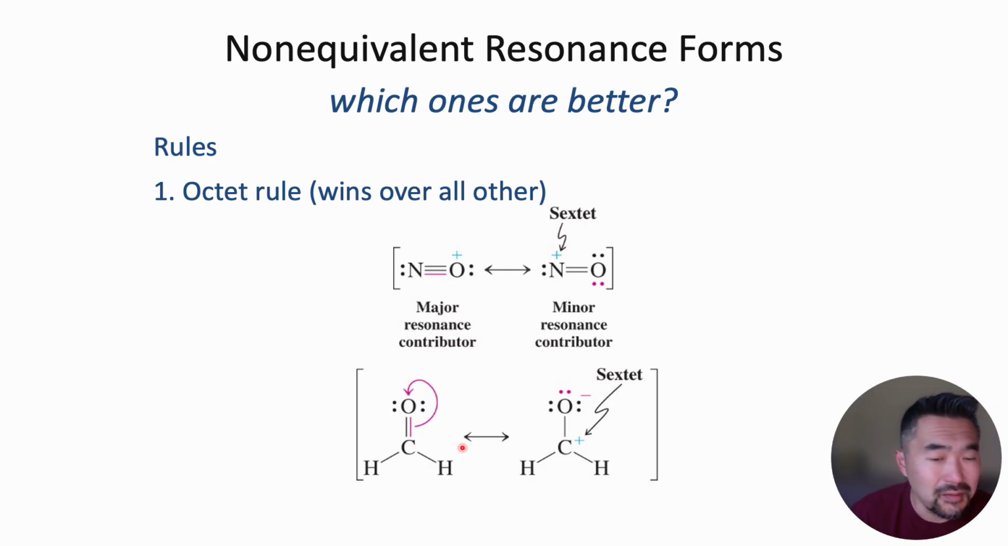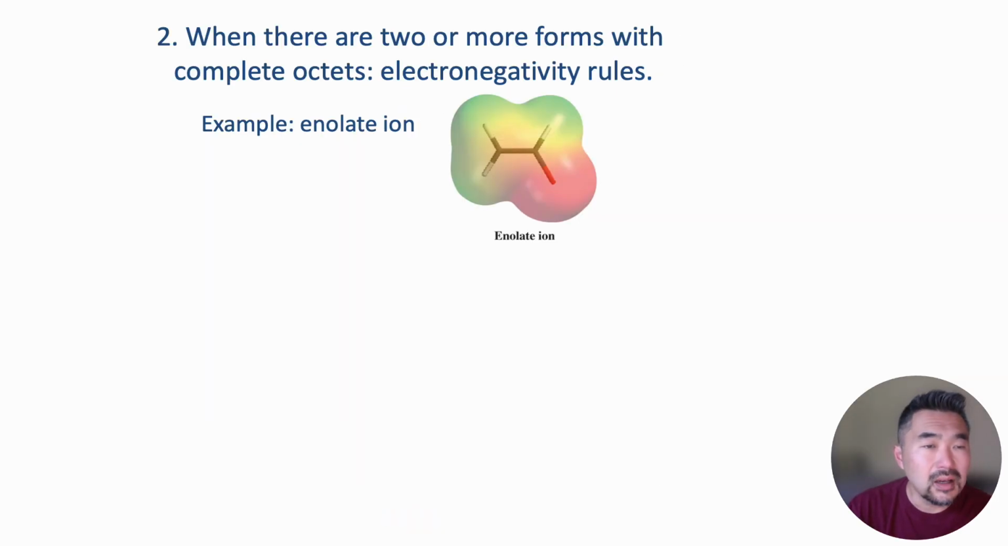Similarly, with this formaldehyde structure, you could potentially draw these 2 different Lewis structures, but what you notice is the right structure is not meeting the octet, and so for that reason, the left is the major contributor. Okay. The second most important rule would be to consider the electronegativity of atoms.